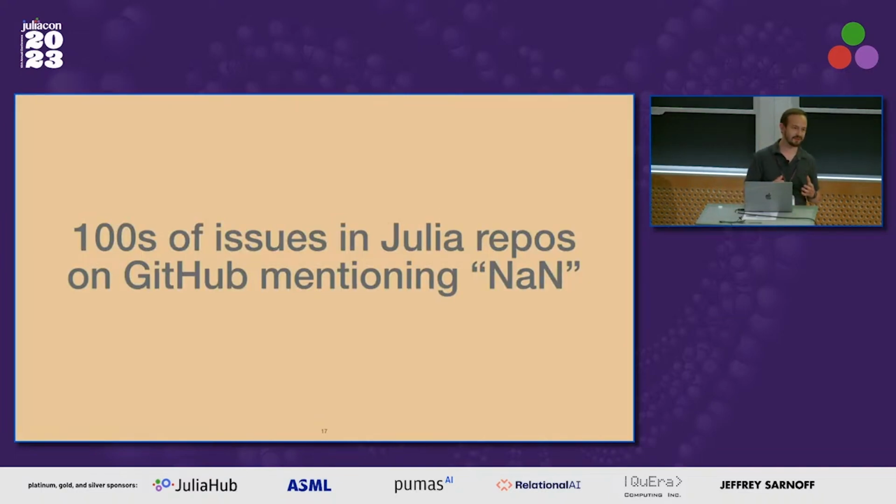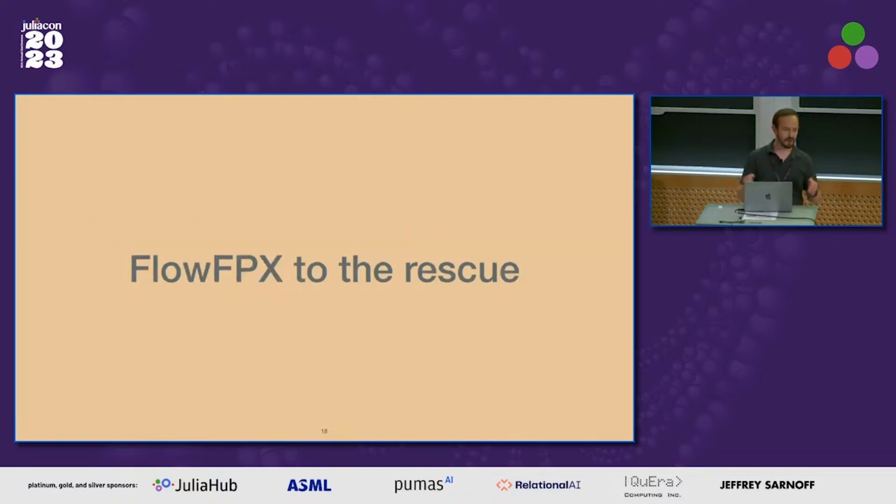We found hundreds of issues in Julia repositories on GitHub that mentioned NaN somewhere in their description. So you're not alone. It's okay. Other people are suffering with you too. But fortunately, our FlowFPX toolkit comes to the rescue. FlowFPX can save you from that manual work. But you don't have to take our word for it.